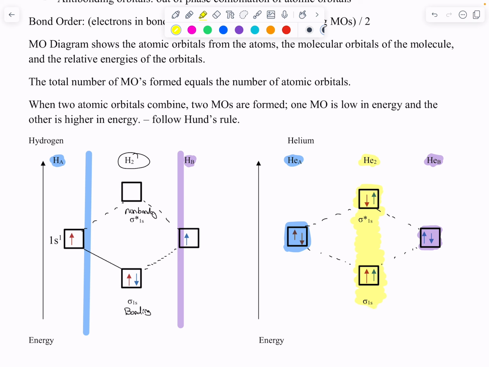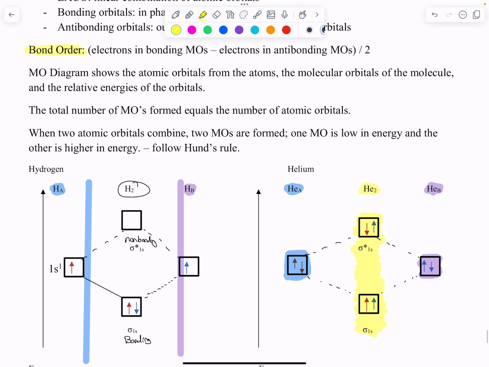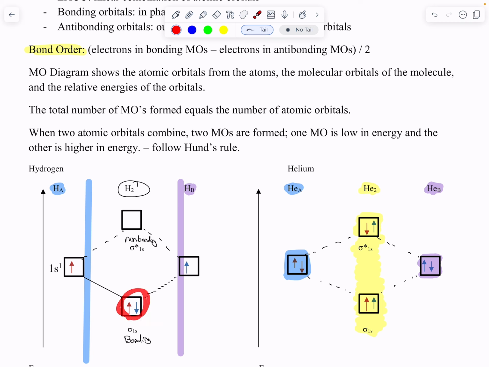And up here it talks about the bond order, right? The bond order is the electrons in bonding molecular orbitals, which for helium, right there, is 2, minus electrons in antibonding orbitals, there, 2. 2 minus 2 would be 0 divided by 2, which is 0. So He2 does not exist. Hydrogen, I have 2 electrons in bonding, so that's 2. Nothing there, so that's 0. So 2 minus 0 is 2, divided by 2, 1. It's a single bond. That's the bond order, all right?